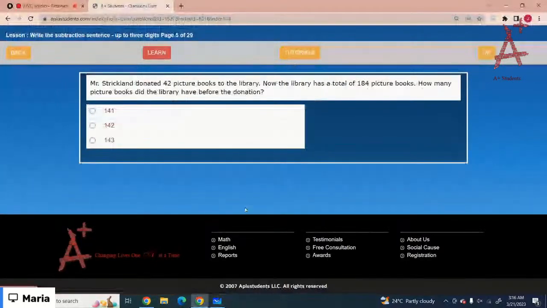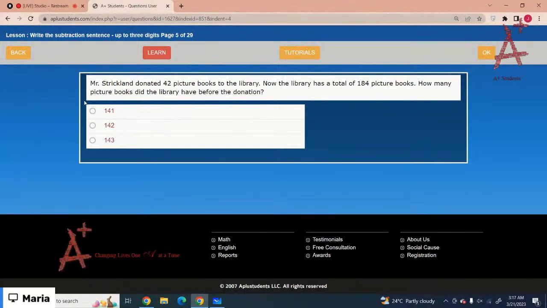Okay, the next one is: Mr. Strickland donated 42 picture books to the library. Now the library has 184 picture books. How many picture books did the library have before the donation? So after donation, the total books are 184. Got it? And he donated 42. You have to calculate the books that are before donation.